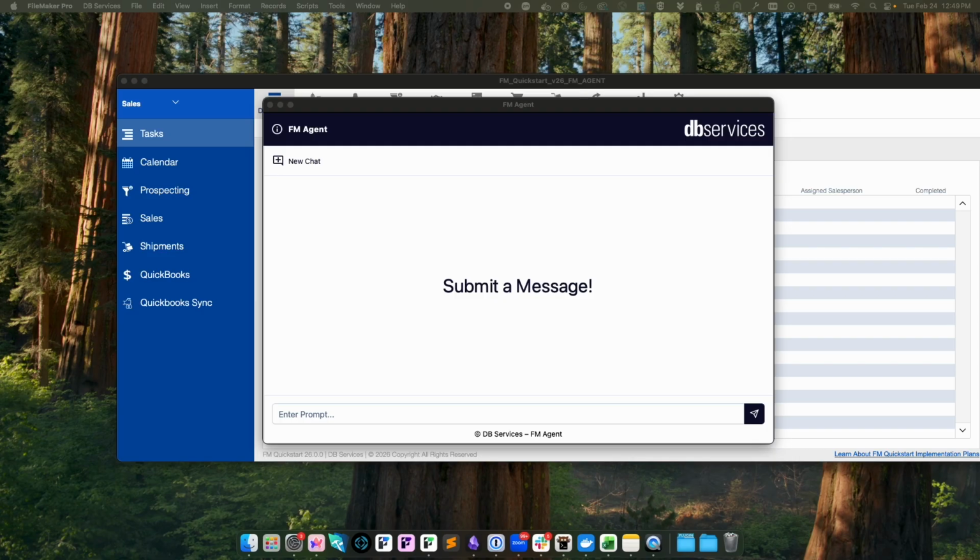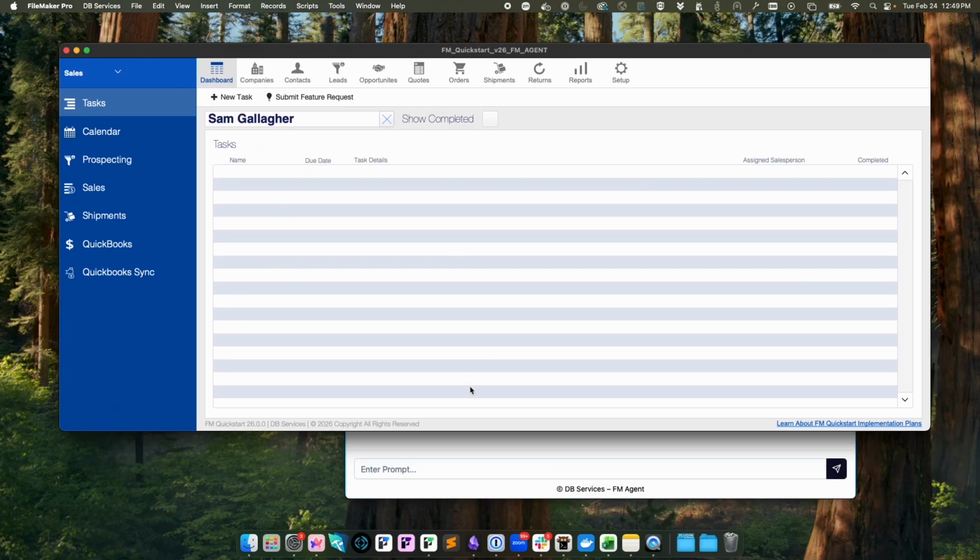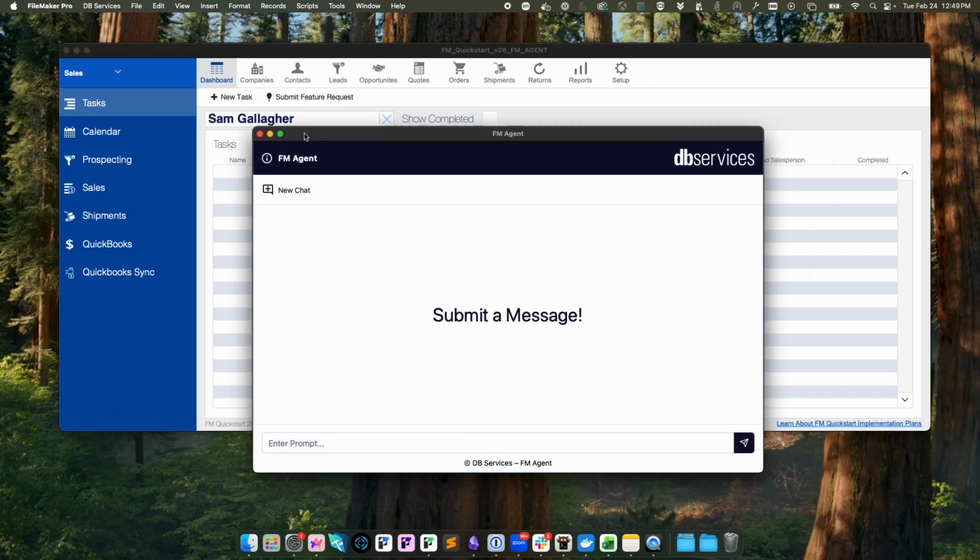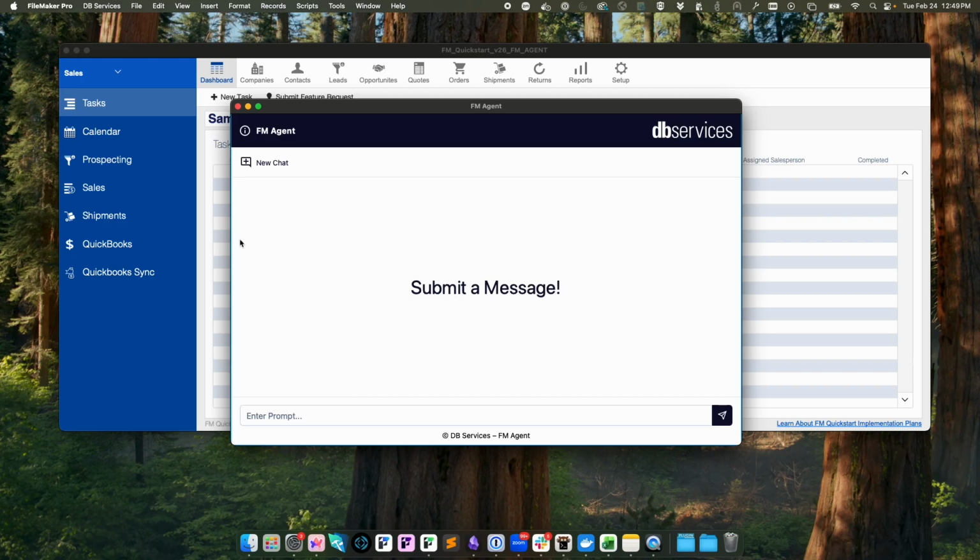One thing that FM Agent is really good for is running cross-table queries. So for example, I have a CRM system here, and maybe I want to look at how orders relate to customers. And I can even ask that question in an informal way, and FM Agent's going to understand what I'm talking about. So let's say I want to say, which customers owe us the most money?